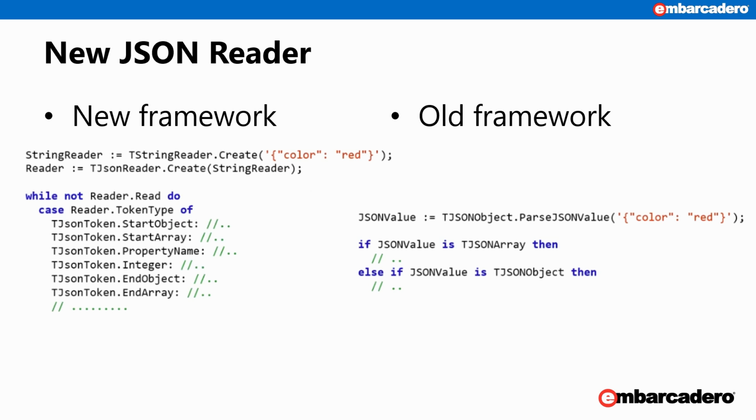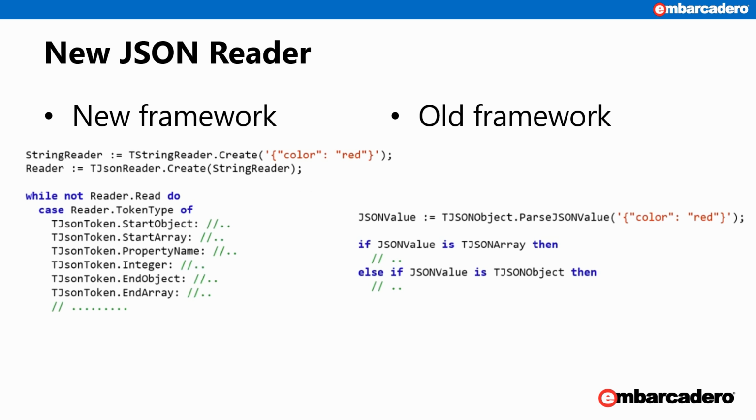Okay, so there is also a corresponding new architecture for reading JSON. We have a new reader class. So let's compare the old way of reading JSON and the new way of reading JSON. Again, in the old framework, we need to use in-memory objects. The key method here is ParseJSONValue, which is an overridden method on a TJSONObject.